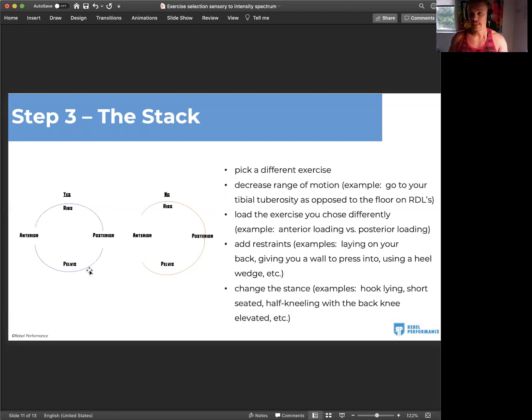Or I could change the stance, right? Like maybe tall kneeling's a really poor option for you and you just can't do it yet. So maybe half kneeling's a better place to start.